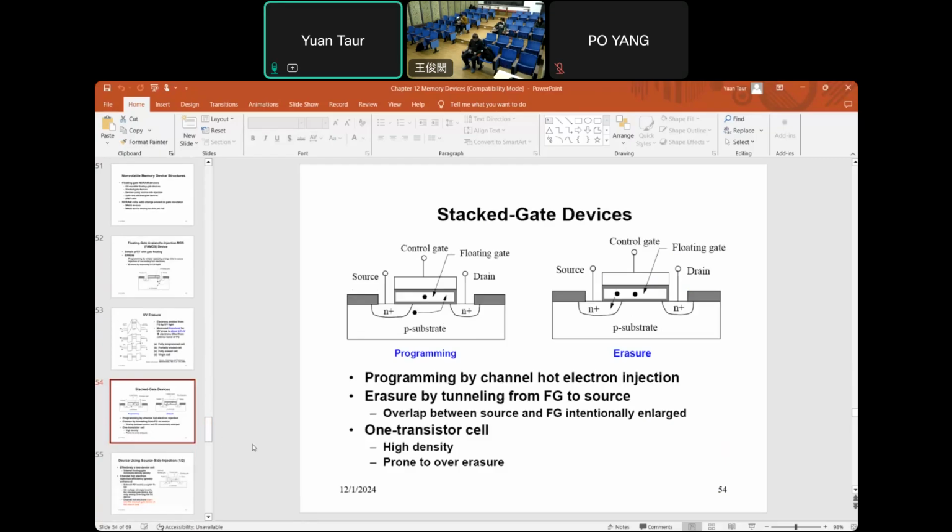So for the rest of this chapter we just go over different kinds of non-volatile memory cell arrays that people fabricated. In this case, it's the simplest control gate and stacked floating gate, but with the source area intentionally overlapped. So we increase the overlap area so that it's easier to erase, because we have a larger area for the tunneling current to erase the charge stored in the floating gate.